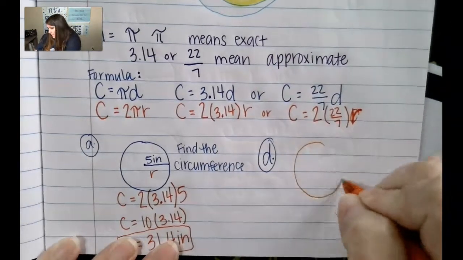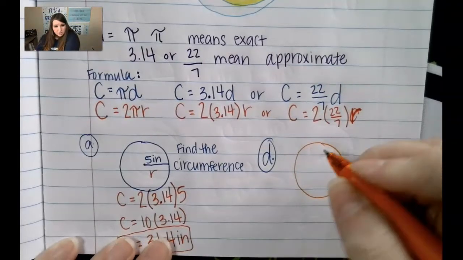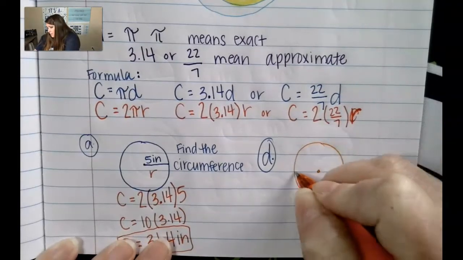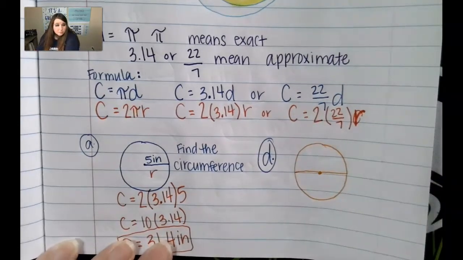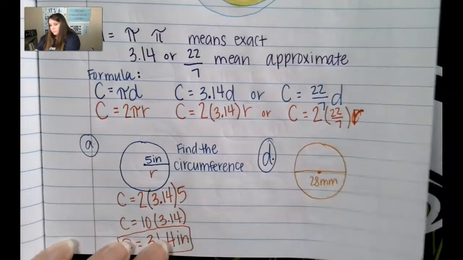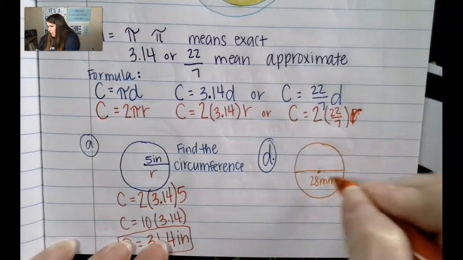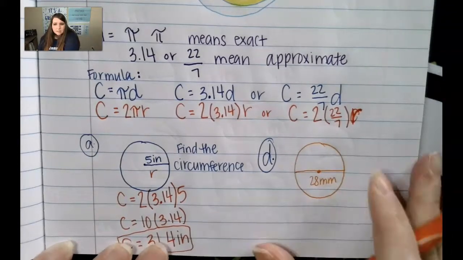So I'm going to have a watch. And if we were in the 80s, this would be a swatch. So we're going to have a swatch. And we are given the diameter, or the distance across the middle. And they say that it is 28 millimeters. Okay, but we want to know, how big is it around? How far around is it?